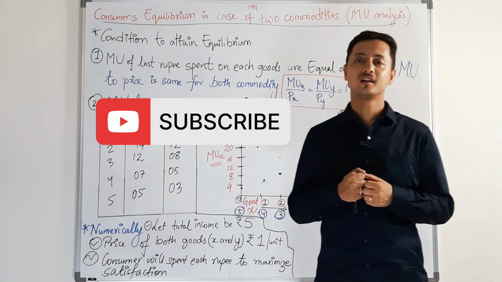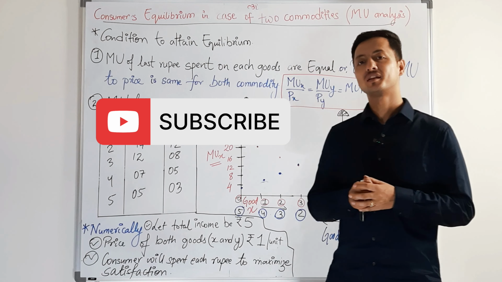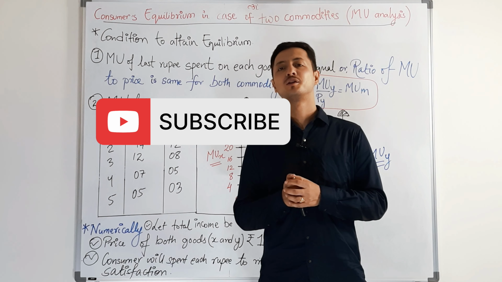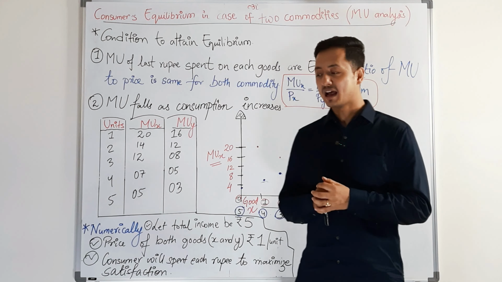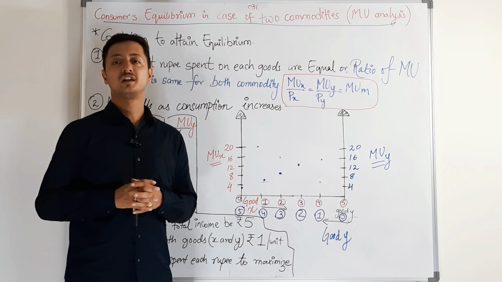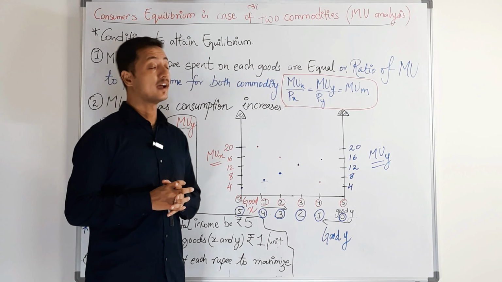This is Sir Shivankar. Today we will continue with the second chapter, Consumer Equilibrium, of class 11 Microeconomics. Last week we completed consumer equilibrium with a single commodity using marginal utility analysis. This week we will be doing consumer equilibrium in the case of two commodities using marginal utility analysis.